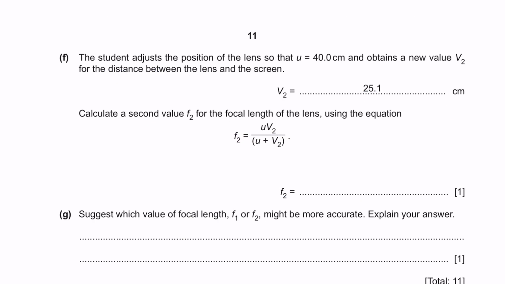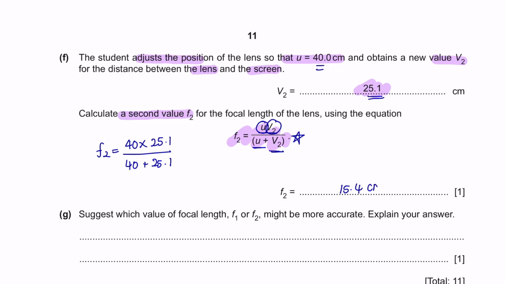Next, part F. The student adjusts the position of the lens so that u equals 40 cm and obtains a new value for the distance between the lens and the screen, and this is the value given. Calculate a second value f2 for the focal length of the lens and use this equation. This type of question is pretty simple because the formulas are always given and all you have to do is plug in your values. So f2 would be the value of u given multiplied by v2, which is 25.1, divided by u plus v2, which is 15.4 centimeters.